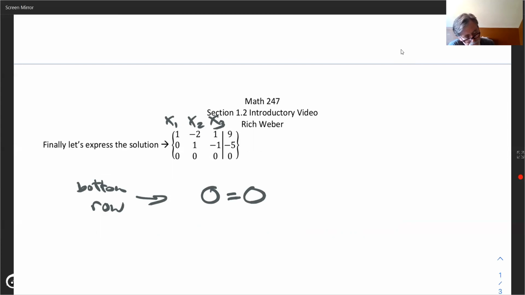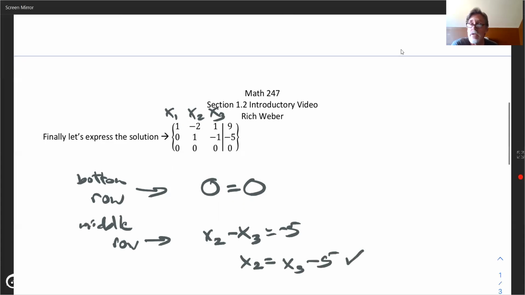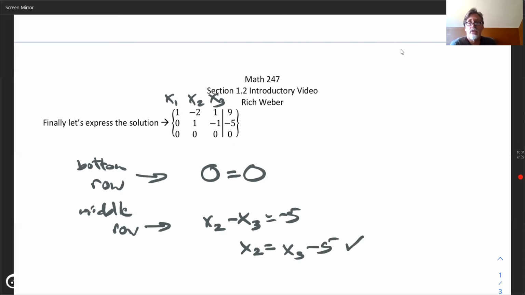The middle row says 0x1, and then it says 1x2 minus x3 is minus 5. Now watch out, don't blink. So x2 is equal to x3 minus 5. No one said what x3 was equal to. We can't solve for x3 because the third row was nothing. It was 0 equals 0. And then finally the top row.